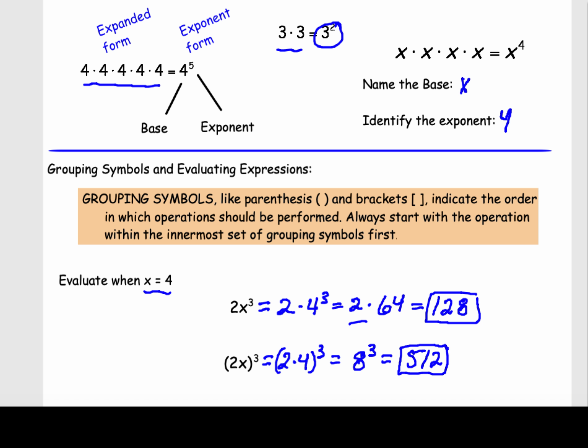Again, that order of operations can be very tricky. Watch for those grouping symbols, watch for those exponents. Make sure we're doing everything in all the right places and all the right order. I hope that helps you out as far as exponents and order of operations goes.